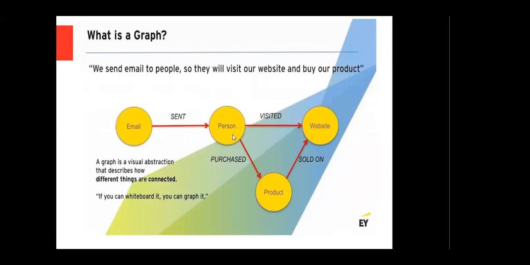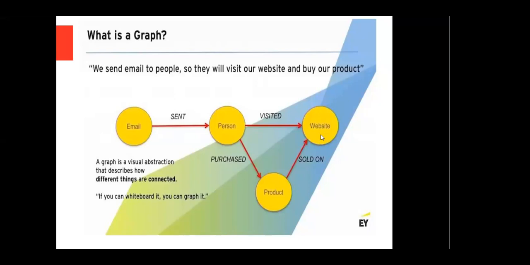So we look at the entities: email, person, website, product, and look at the relationships: sent, visited. You can only visit a website. Email can be sent to somebody. A person can purchase a product. A product can be sold on. So I can ask from a chat box, I can ask a question: what has been sold, or what are you selling? Remember, I can do NLP, do a lemma, and it will bring up this product and where it's being sold on, website, just like that.